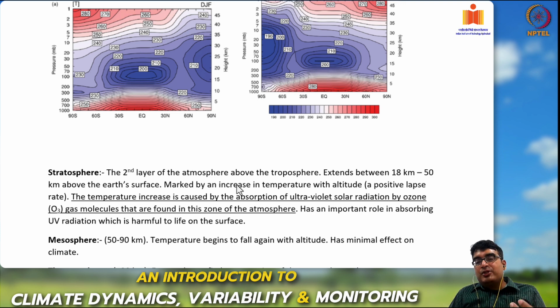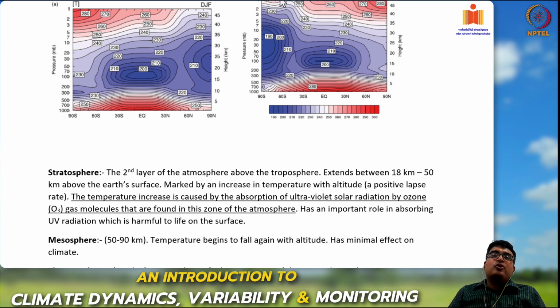Because it absorbs ultraviolet radiation, the stratospheric air becomes hot, and as a result, the temperature increases with altitude within the stratosphere. This is also the reason why at high latitudes in the winter hemisphere, the increase in temperature in the stratosphere is much lower, as can be seen in this zone in the northern hemisphere in December, January, February, and in this zone in the southern hemisphere in the June, July, August region.